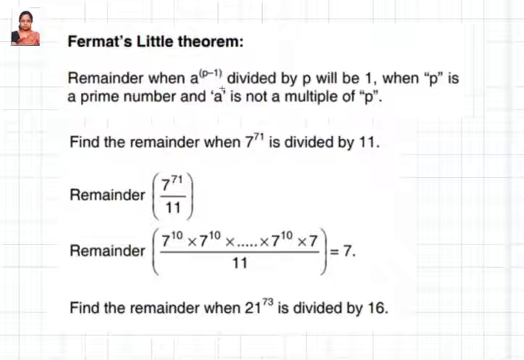A power P, let me write separately here. So this is given in this form, A power P minus 1. When you divide this by P, the remainder is always going to be 1. That's it. So this is a format which you had in the previous case.